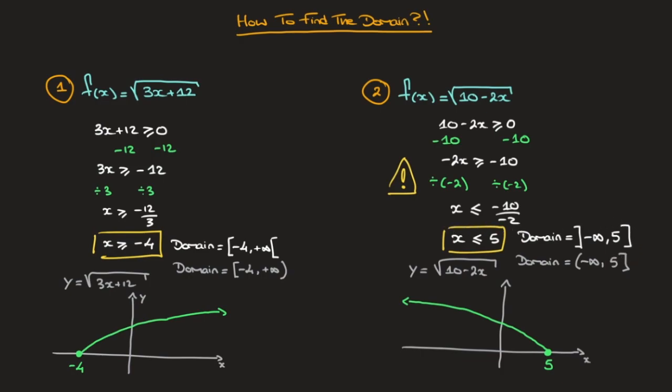And there we go. That's how we can find the domain of functions involving square roots. Remember, any expression underneath the root must be greater than or equal to 0.